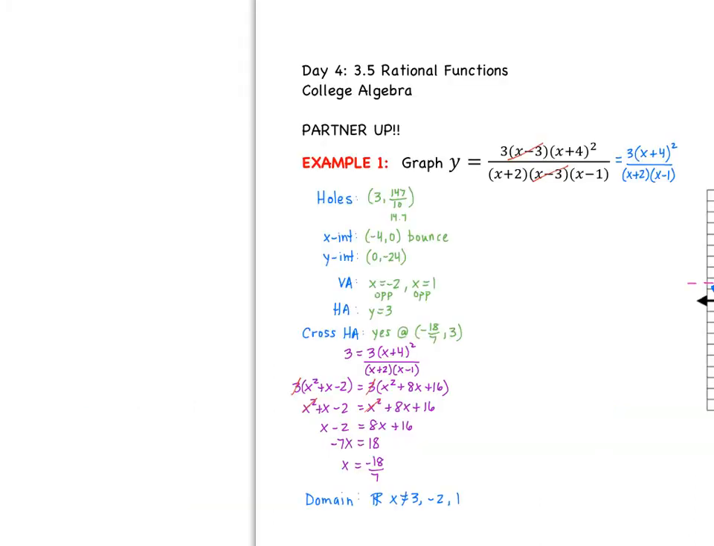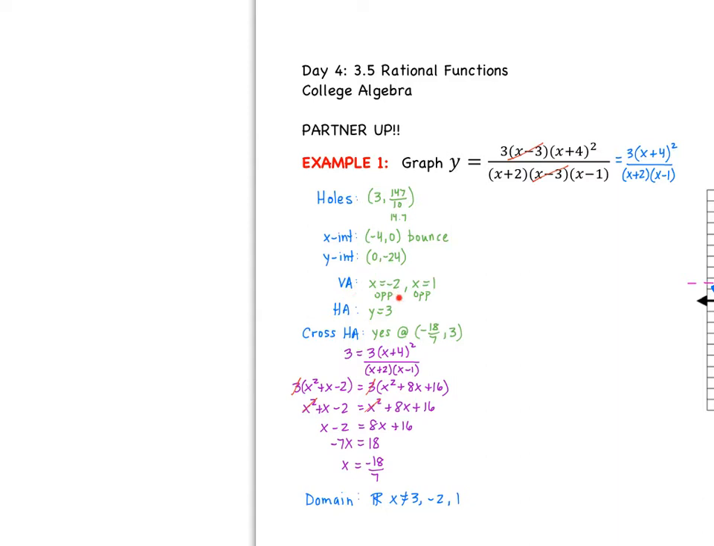All right, let's check your work. So we kind of already talked about how we had a hole. So remember, we crossed out x minus 3, so the x value of our hole was 3. When we plug 3 back into our cleaned up version, we get 147 over 10, or 14.7. We've got an x-intercept at negative 4, 0. It bounces. It's an even degree. We've got a y-intercept of 0, negative 24.